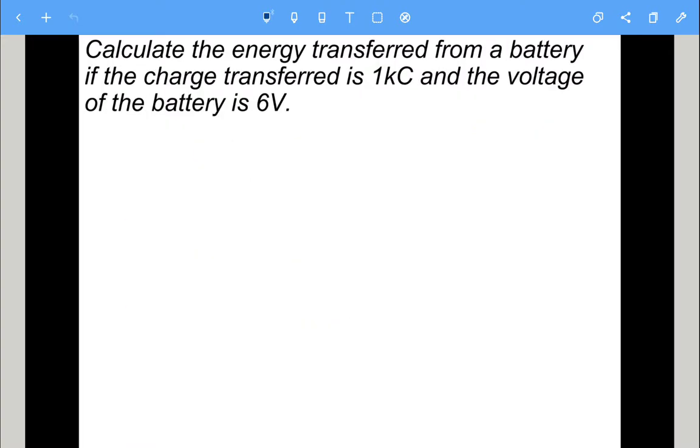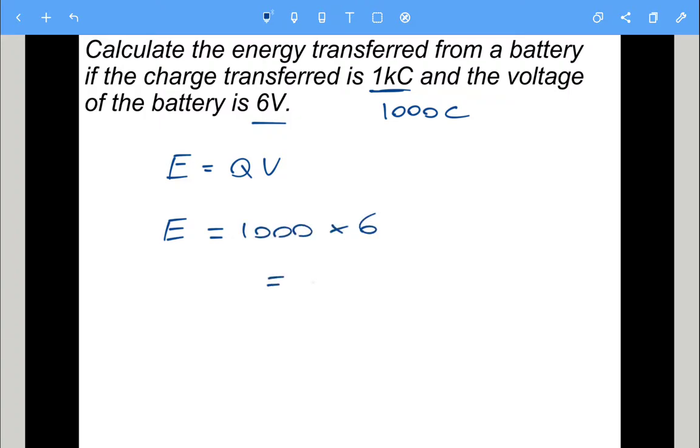So if you want to pause and have a go at this. Calculate the energy transferred from a battery if the charge transferred is 1 kC. Now remember, k means kilo, so that'd be 1000 coulombs, and the voltage of the battery is 6 volts. So now it's just E equals QV. Electrical energy is charge times the potential difference, or the voltage. Then we just need to multiply them together. So the charge is 1000 coulombs multiplied by 6 volts. That would give us 6000 joules of energy.